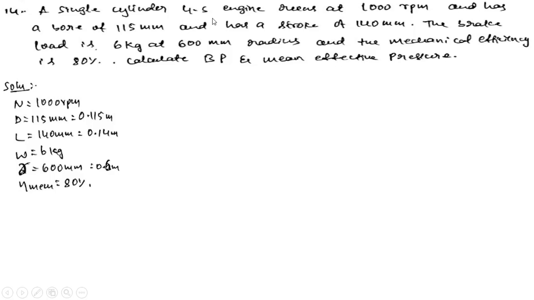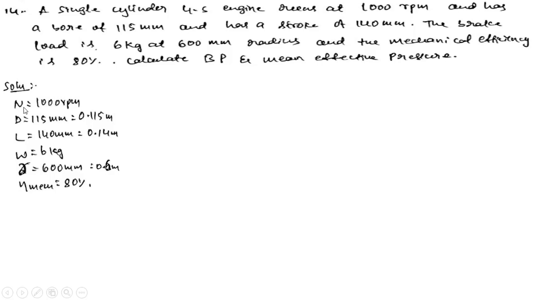It's a single cylinder 4-stroke engine. Speed of the engine is given as 1000 rpm. Bore is 115 millimeter. Stroke length is 140 millimeters. So brake load is given as 6 kg and radius of the brake drum is given as 600 millimeters. Mechanical efficiency is given as 80% once again. BP is to be calculated, mean effective pressure is to be calculated.